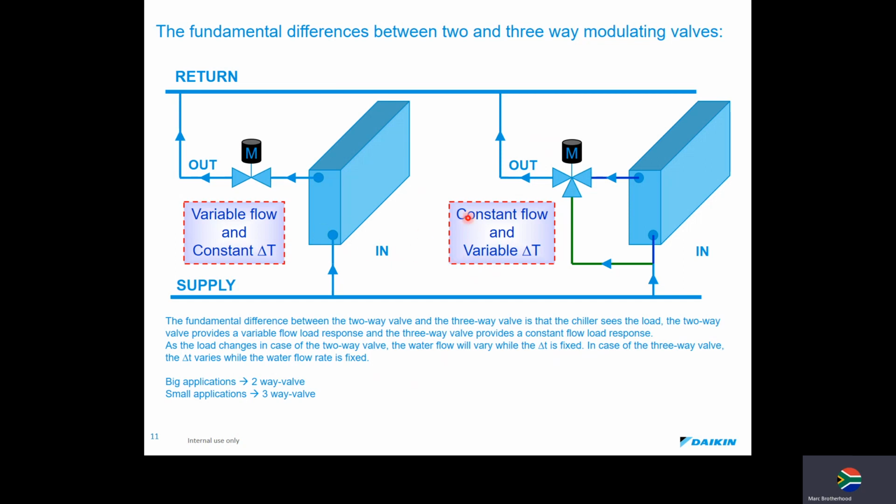The temperatures vary and the mass flow rates vary. As the load changes, in the case of the two-way valve, the water flow will vary while the delta T is fixed. In the case of a three-way valve, the delta T varies while the water flow rate is fixed. So generally for big applications, we use two-way valves, and for small applications, we prefer to use three-way valves.